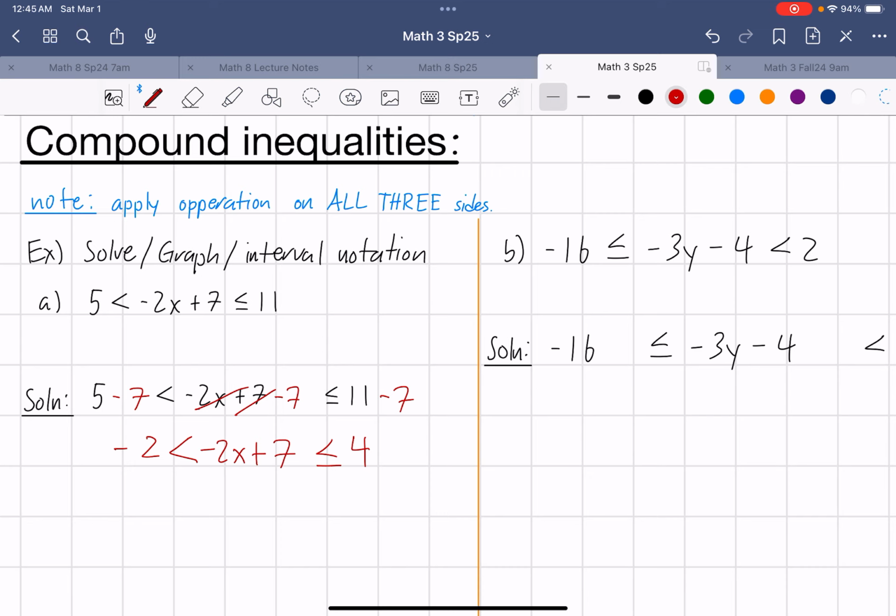Ooh, one thing, I wasn't supposed to write the 7 anymore. It is gone. I apologize. But now I'm going to divide every term by -2. And because I'm dividing by a negative, I'm going to have to switch the inequality.